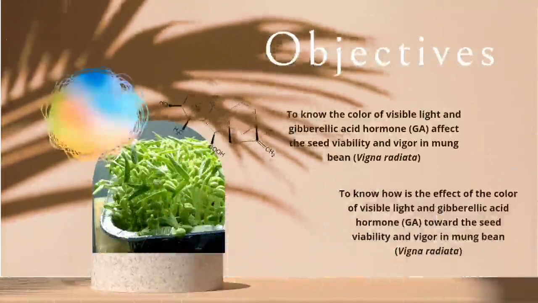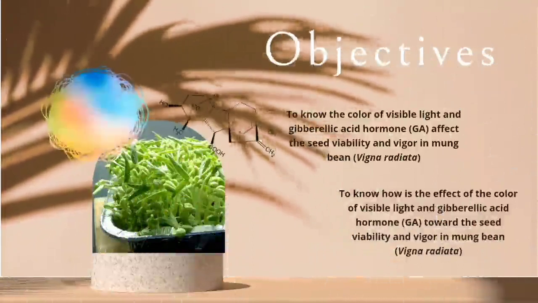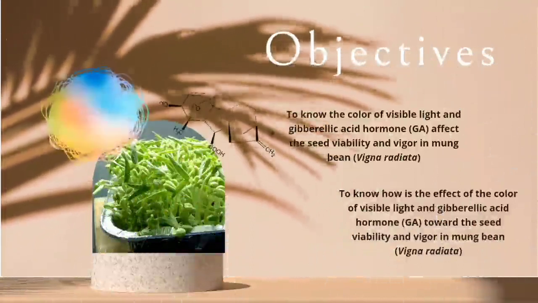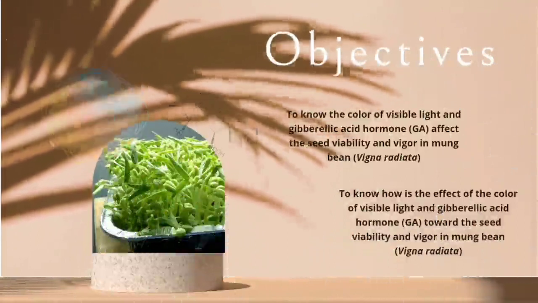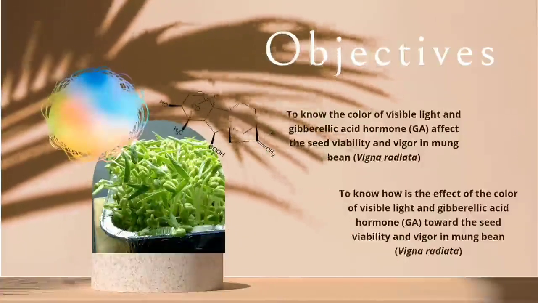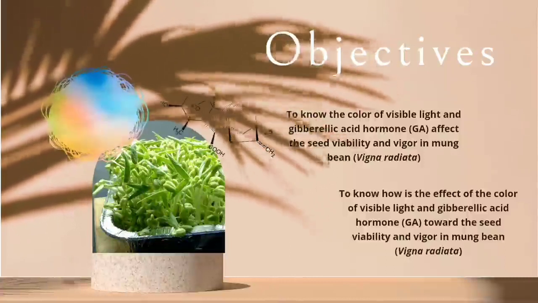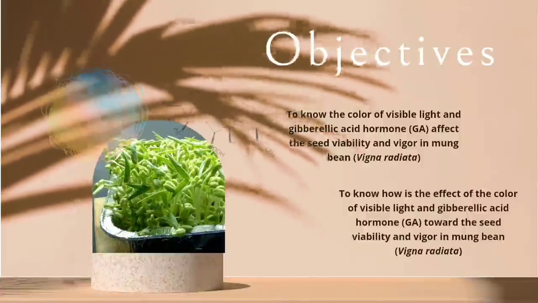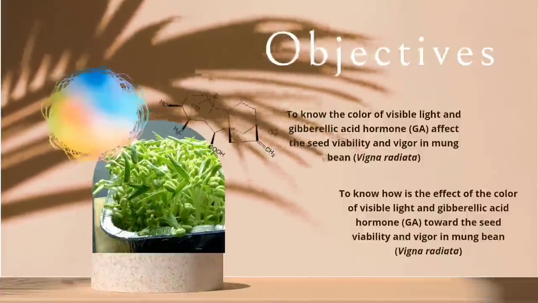Objectives. To know the color of visible light and gibberellic acid hormone affects the seed viability and vigor in mung bean. To know how is the effect of the color of visible light and gibberellic acid hormone toward the seed viability and vigor in mung bean.